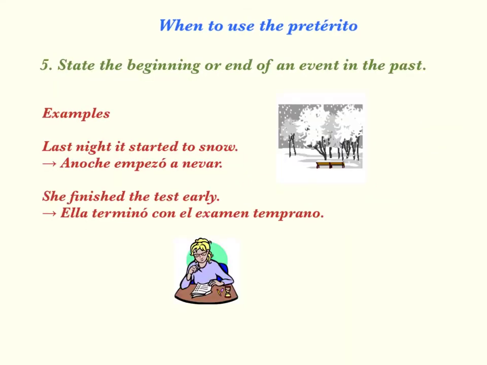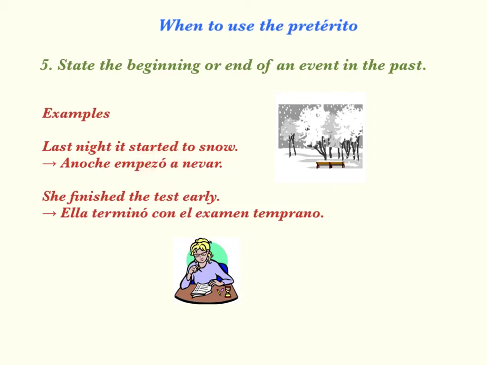preterito. Our fifth and final rule for when to use the preterito deals with actions that have a specific end or beginning. So when we're stating the beginning or end of an event in the past, we use the preterito. Let's look at a couple of simple examples here. Last night it started to snow. We are marking the beginning of the snow. Anoche empezó a nevar. It started, that's our past tense there, our preterite, and there's our preterite ending, empezó.